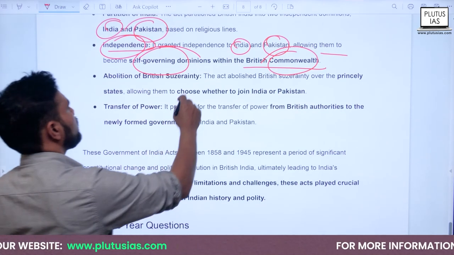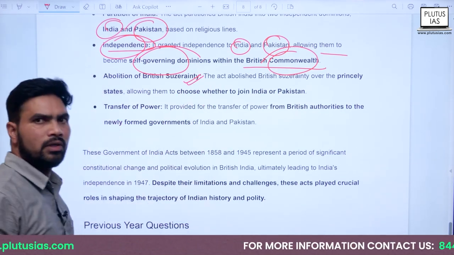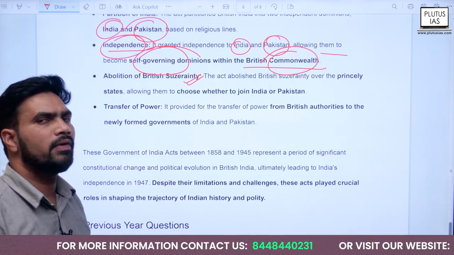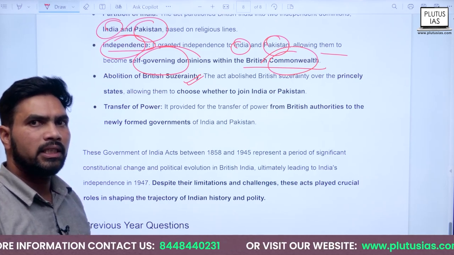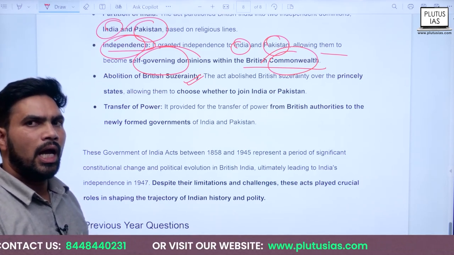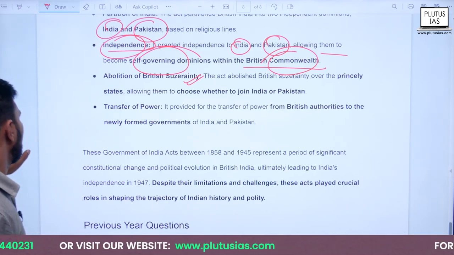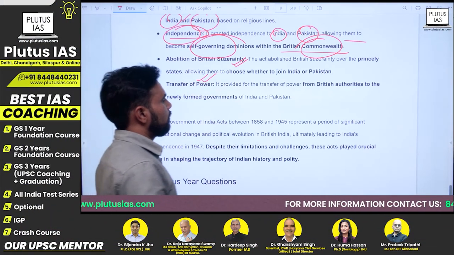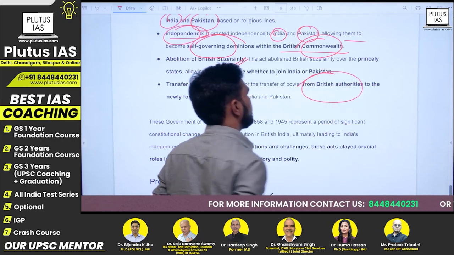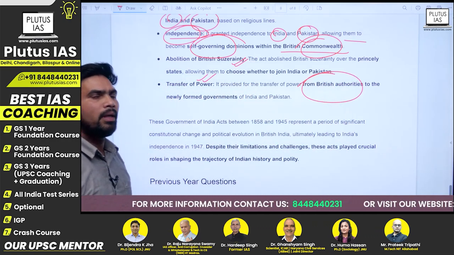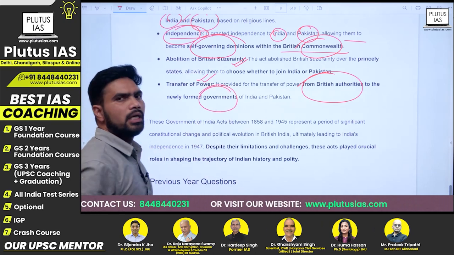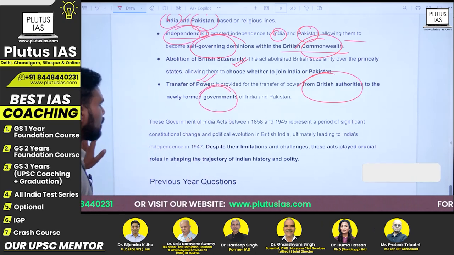All right. Abolition of British sovereignty. As we all know, the British withdrew their authority and gave independence to Indians, and transferred the power into the hands of the Indian representatives. Right. The other important provision is the transfer of power. Power has been transferred from British authorities to newly formed governments in India and Pakistan.